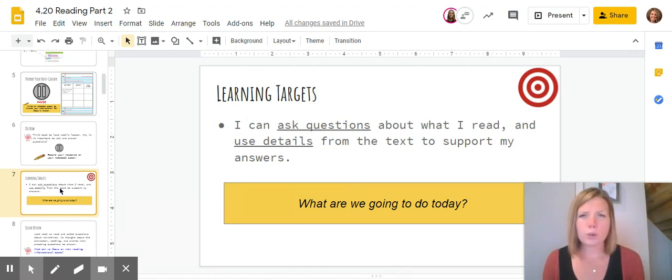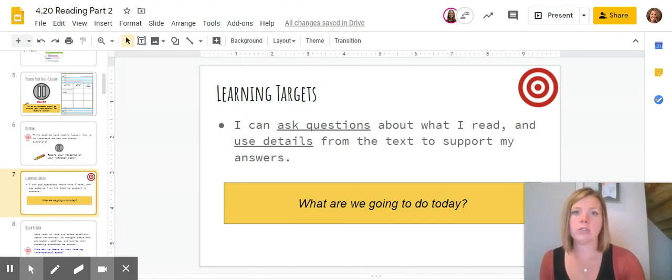So what do you notice about these learning targets? What are we going to do today? Well, you should notice the two things that we're going to do, and this is the same learning target as last week. We're going to continue to ask questions, and as we answer them, we're going to use details from the text to answer our questions, right? Now, the difference today is that instead of doing that with a narrative or a story, we're going to use an informational text.